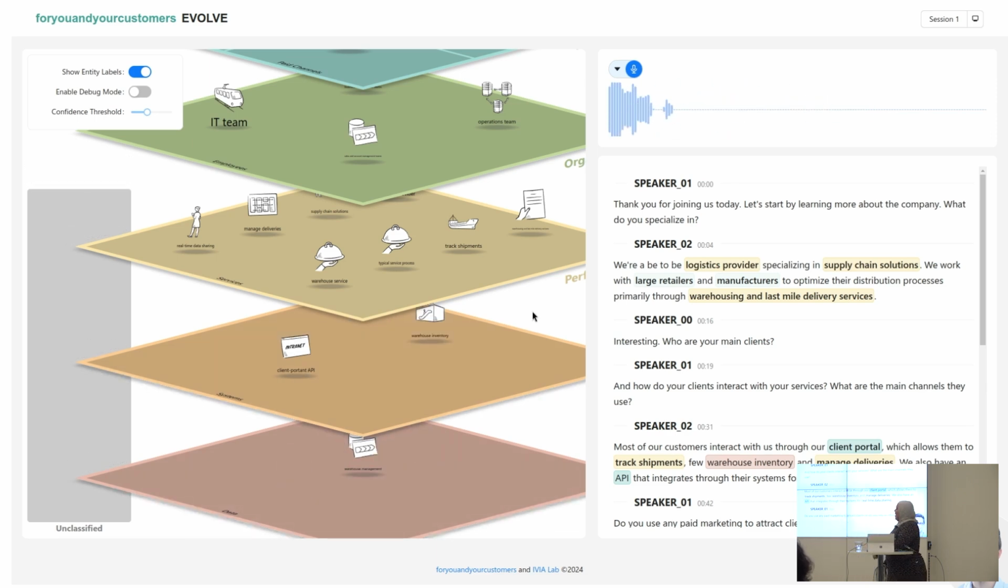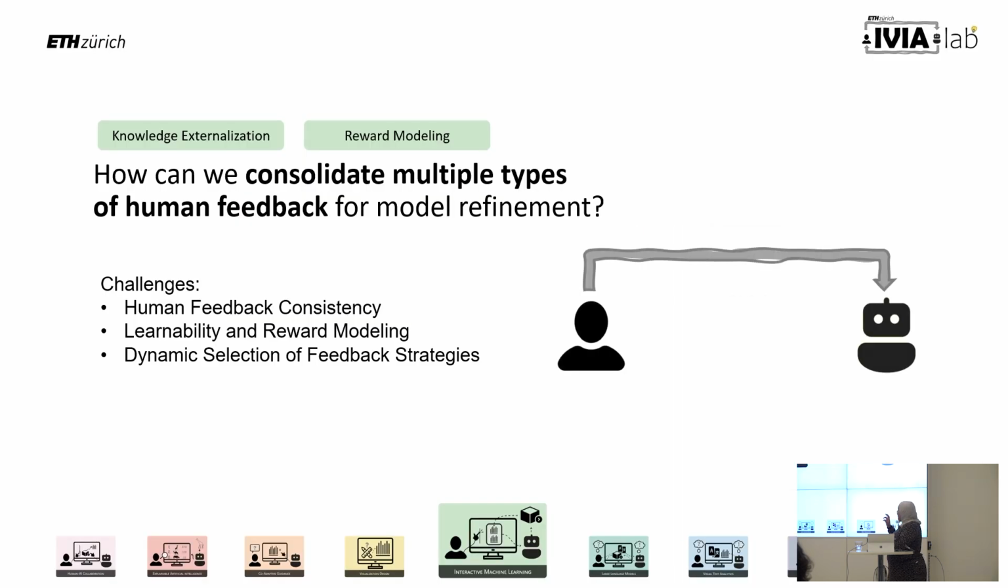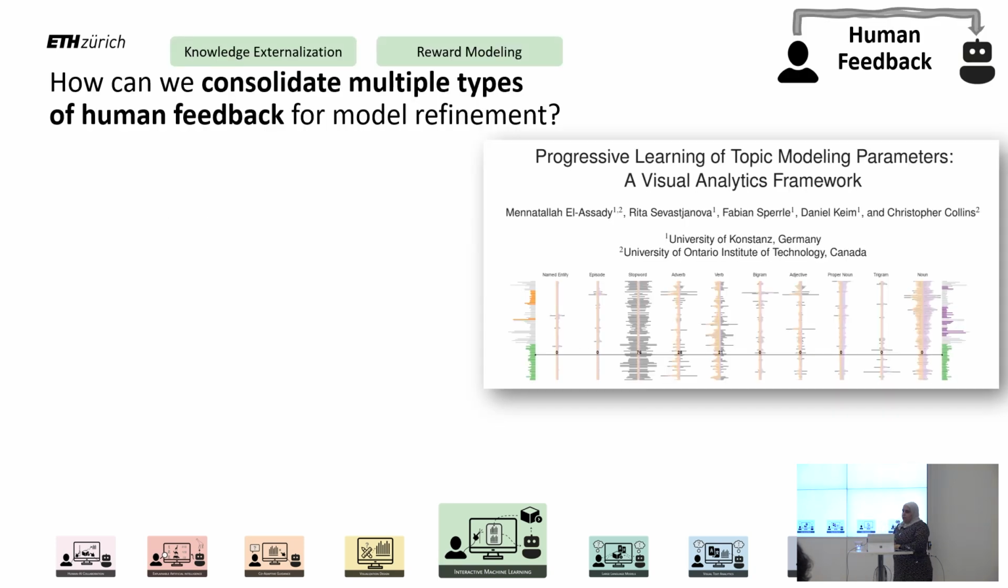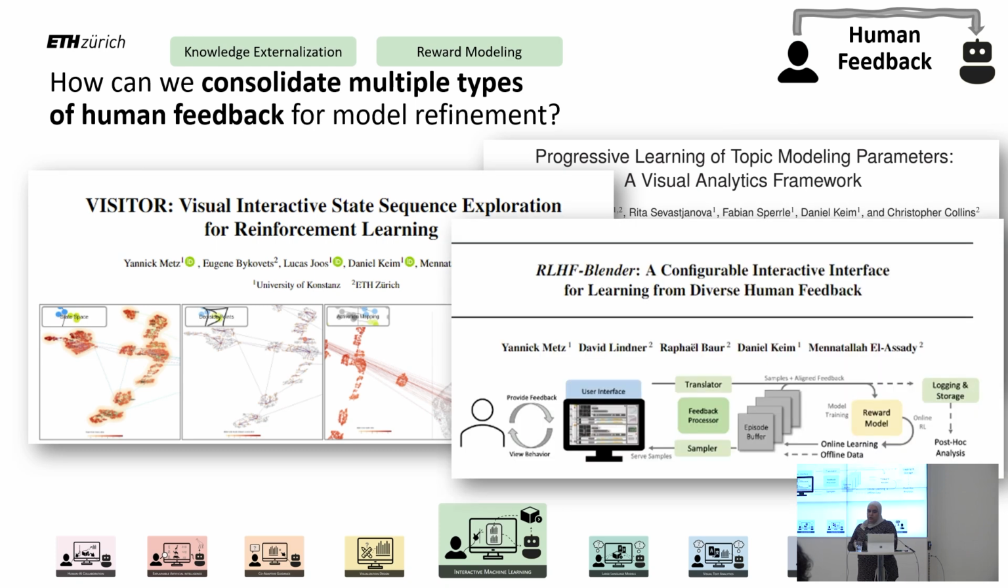And now I want to talk about one of the last steps of this process, which is human feedback. The question here is, how do we consolidate multiple types of human feedback? For that, I showed you already this interface where we looked at topic model feedback. We also tried to explain what feedback has been learned by the models, and how we combine or consolidate that into one framework.